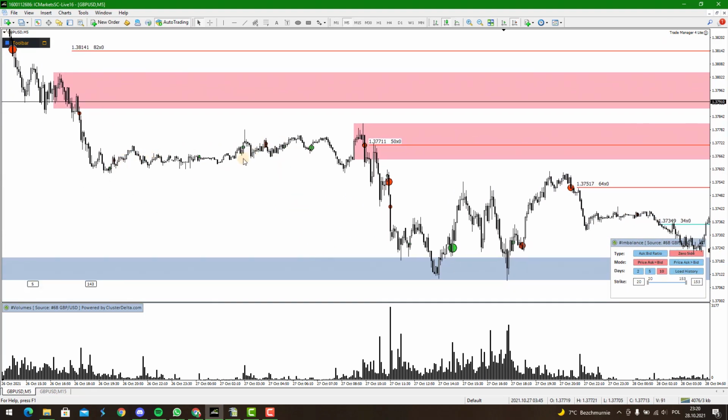Of course, we are not looking for every single imbalance. The best ones are some kind of result of a battle between buyers and sellers. So the break of structure, strong leg outs, or the best ones on the bigger zones as supply and demand. This is what I'm looking for.